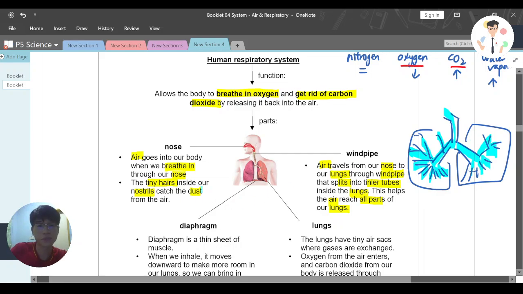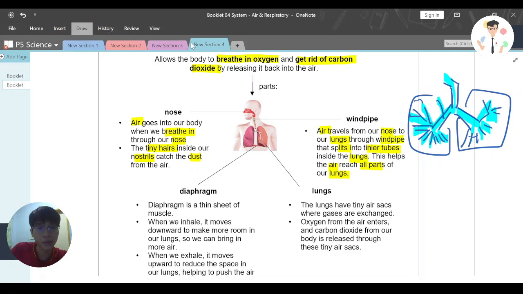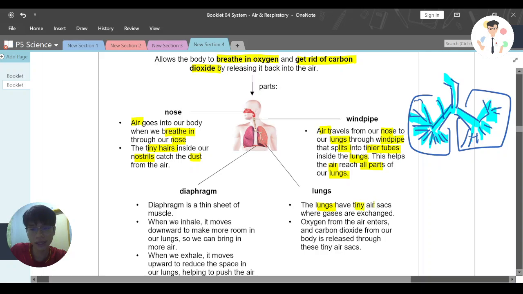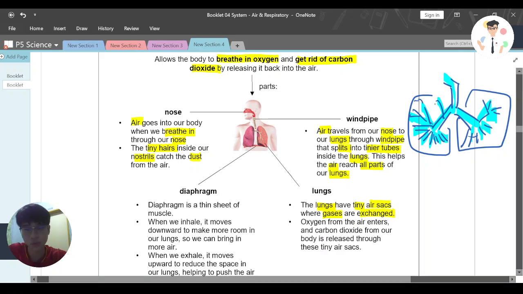Now the next part, the lung, which is the one we drew here, big here. This lung has tiny air sacs where gases are exchanged. Teacher, what does that mean? So let me just quickly draw it for you. To be more specific, here we actually have a lot of something called tiny air sacs. When air goes in through this tiny tube, it will go to these tiny air sacs. And here they use the words gases exchange.